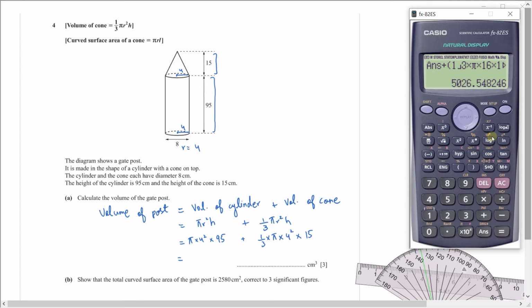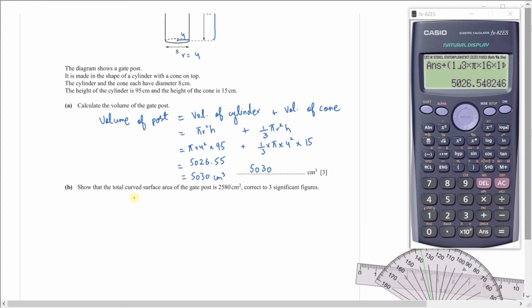So your final answer here will be 5026.55. And if you want, you can write it to 3 significant figures. So 1, 2, 3, the next value is 6, so this will be rounded up to 3. So this will be 5030 centimeter cube, the volume. If you want, you can write it as 5026.6 or 5027 as well. In the marking scheme, those are also acceptable answers. So this will be 5030 centimeter cube.